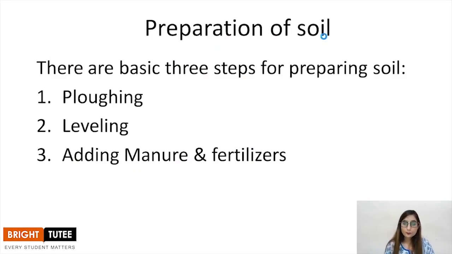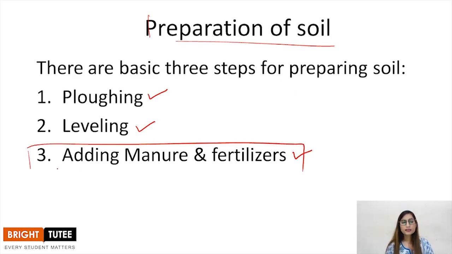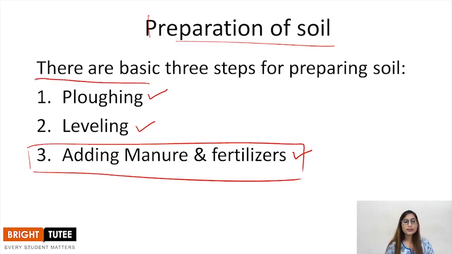Now, how do we prepare the soil? There are 3 steps. First is plowing, second is leveling, third is adding manure and fertilizers, right? This will be studied in a separate lecture. We will be studying these 2 in this lecture only, right?